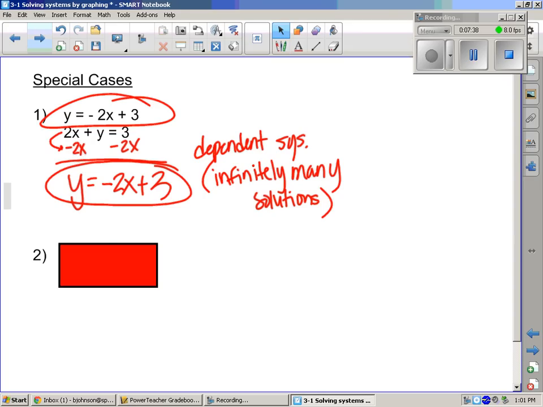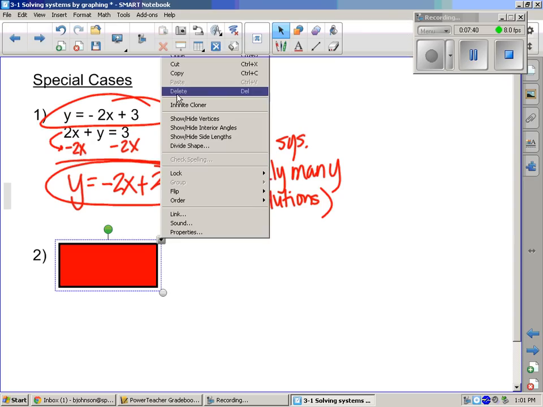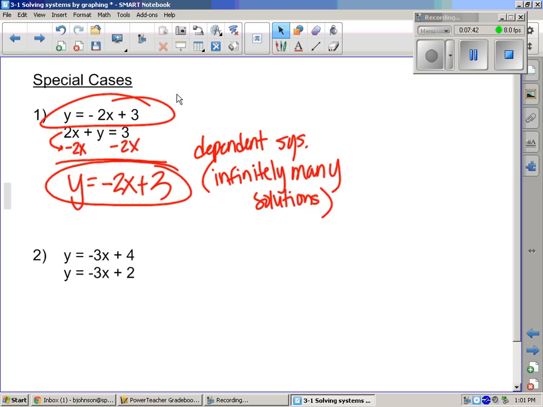And then in the next one, this time they're given both in slope-intercept form. I noticed that these have exactly the same slope. So they could be parallel or they could be exactly the same. So I bump over and I check their b's. They have different intercepts. That means that they're parallel.